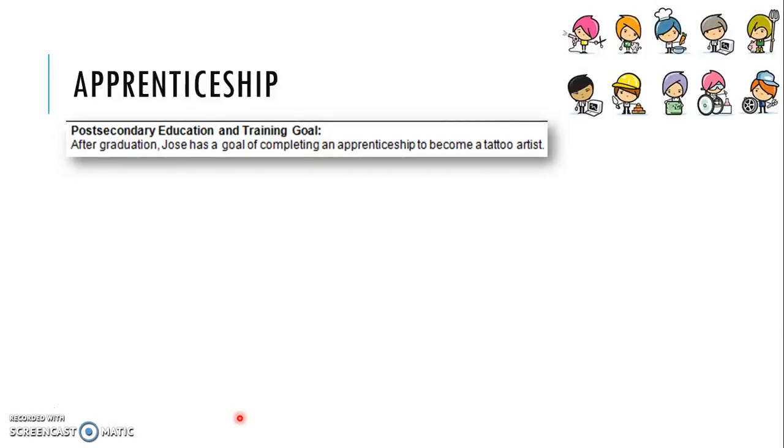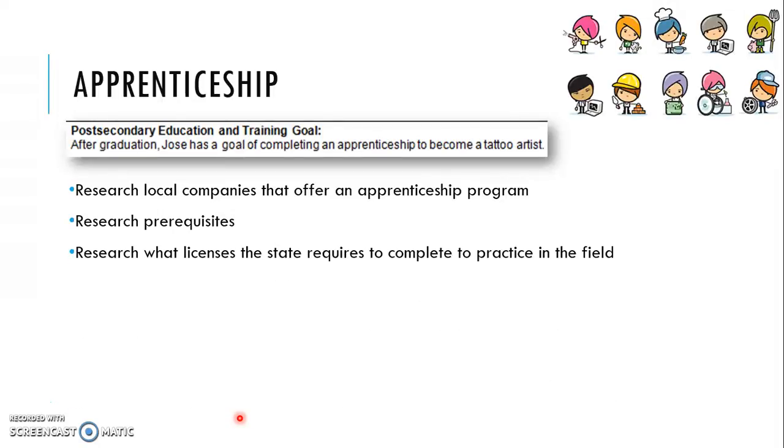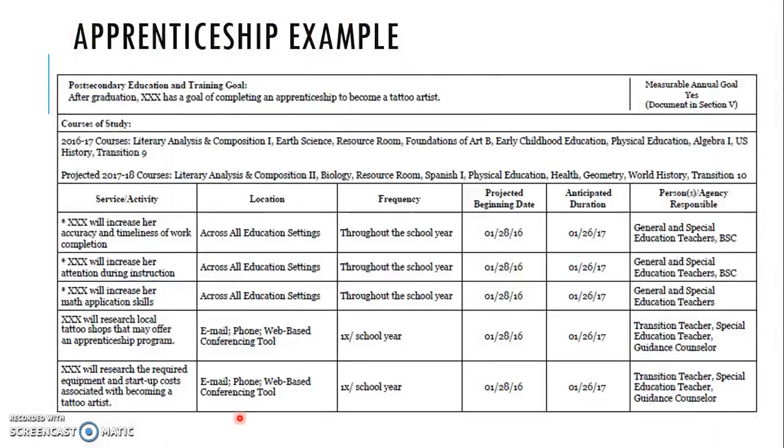So here's apprenticeship. After graduation, Jose has a goal of completing an apprenticeship to become a tattoo artist. Okay, so "has a goal of" would be the consideration here. Research local companies that might offer him an apprenticeship, research any prerequisites, any licenses that the state requires to practice in that field. Sometimes apprentice work does require those licenses.